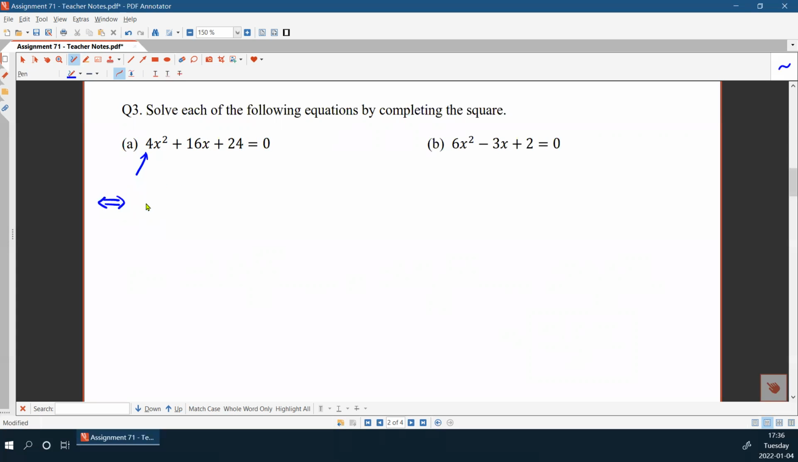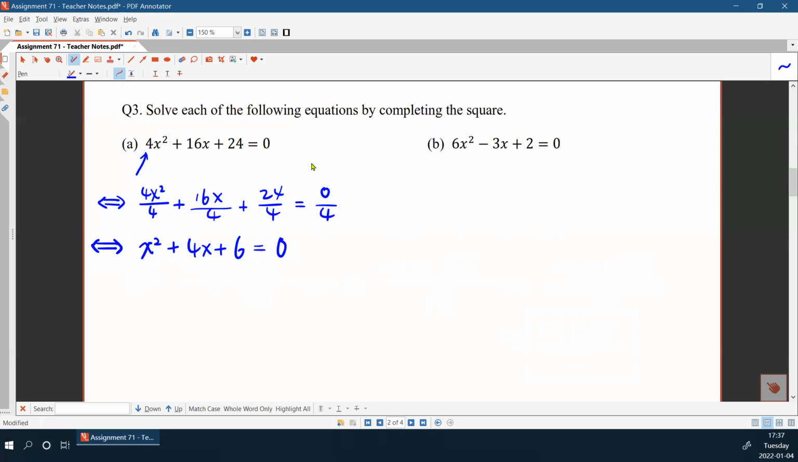Therefore, the original equation is equivalent to 4x squared over 4, then 16x over 4, then 24 over 4, then 0 over 4, right? And if we divide both sides by the same non-zero number, the new equation should be equivalent to the original one. So we only need to solve the new equation here. Their roots should be the same, right? Which means x squared plus 4x plus 6 equals 0.